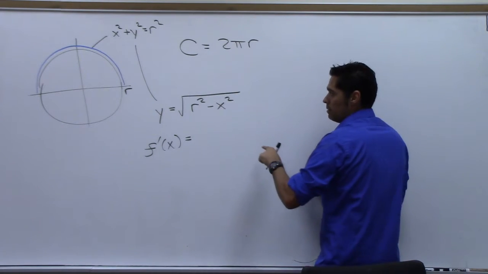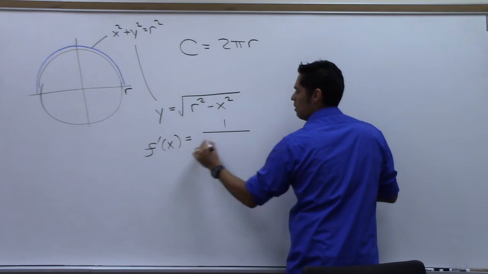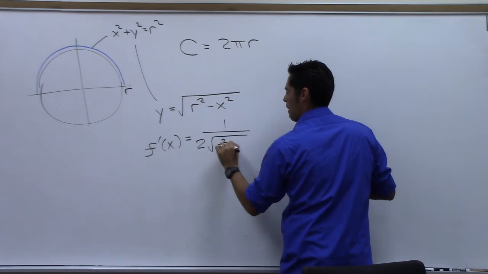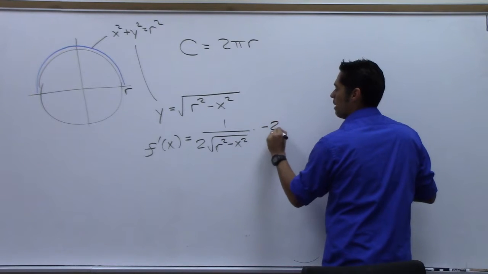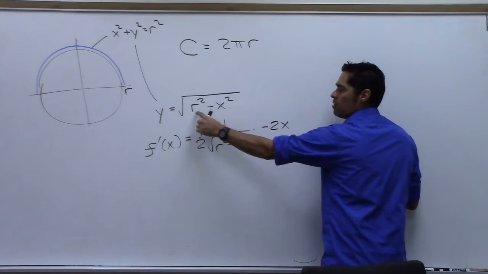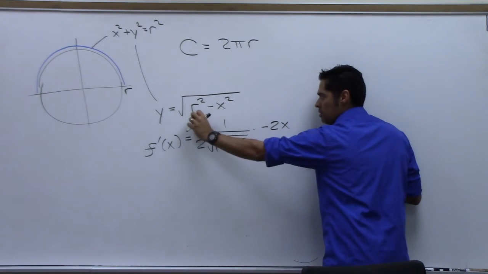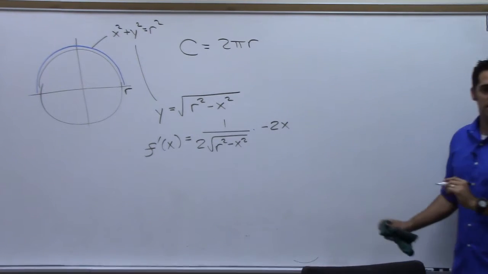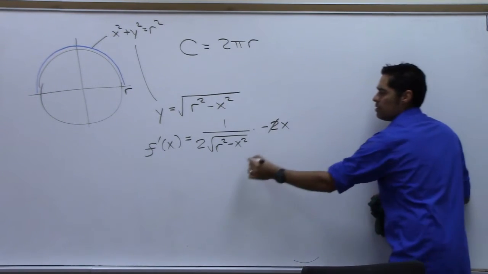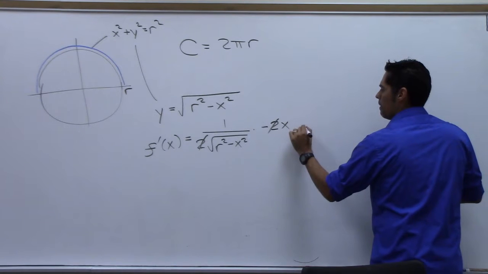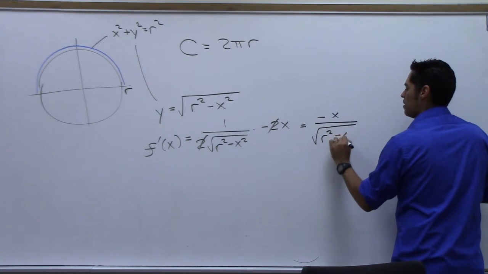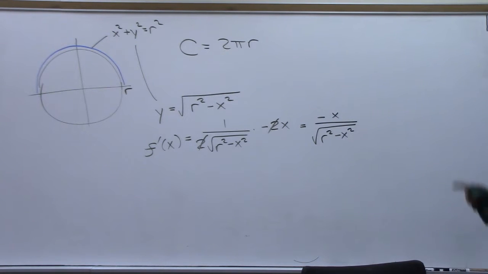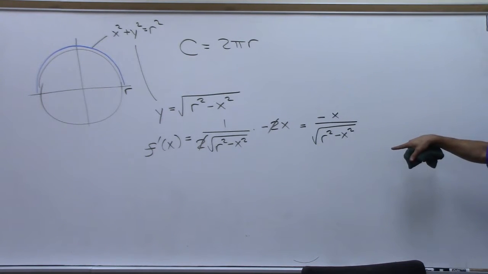Okay, so 1 over 2 root r squared minus x squared times negative 2x. Remember, r squared is a constant, so its derivative is 0, and the derivative of this is negative 2x. Do you all agree that's a derivative? Which is negative x over square root r squared minus x squared. Now, in the arc length formula, I also need to square that, don't I?